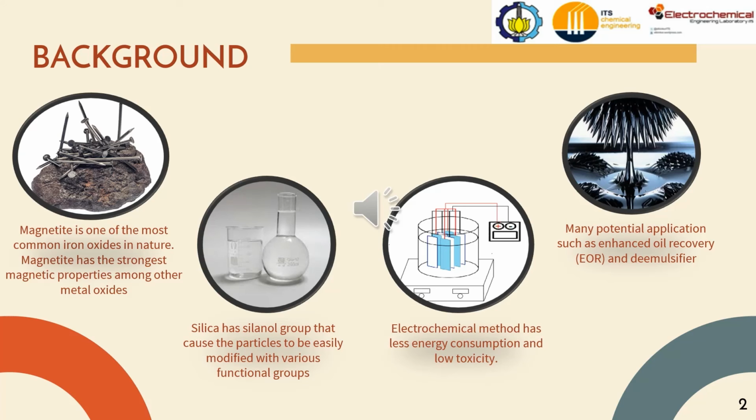Okay, the electrochemical method has less energy consumption and low toxicity. Silica-coated magnetite can be used as a nanofluid, which has many potential applications such as enhanced oil recovery and as an emulsifier.